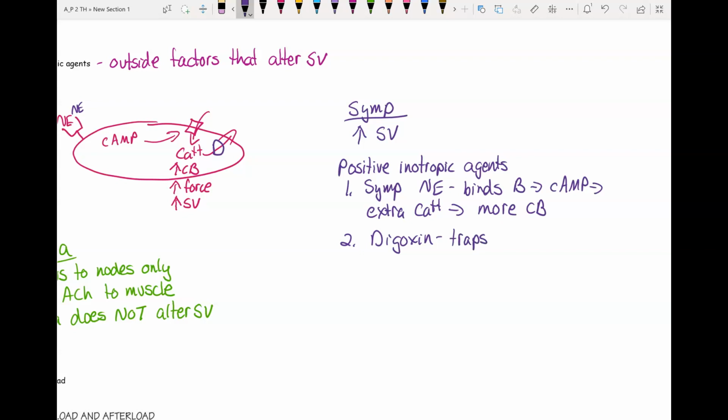Remember, it's the Hotel California. So then you get a buildup of calcium. And this buildup of calcium allows you to have more cross bridges.